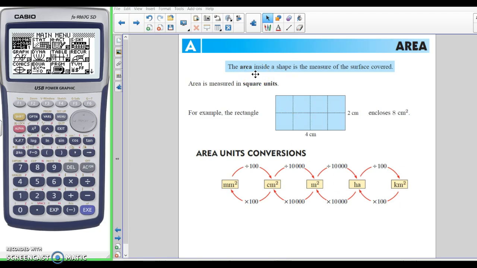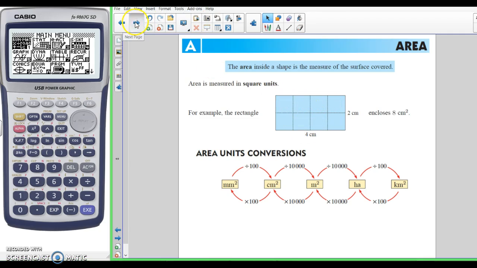Now, when we talk about area, it's the measurement of the inside of a 2D shape. Okay, so it's a flat surface. So if you look at the example here, you've got a rectangle. It's 4 centimeters across, so 4 little squares across, 2 up, so 2 high. And what we do is multiply 4 by 2, which gives you 8. So you've got 8 little square units. Okay, so this will be 8 square centimeters.